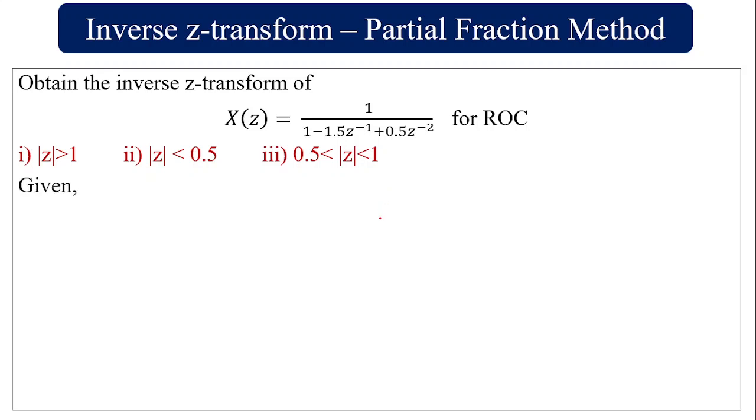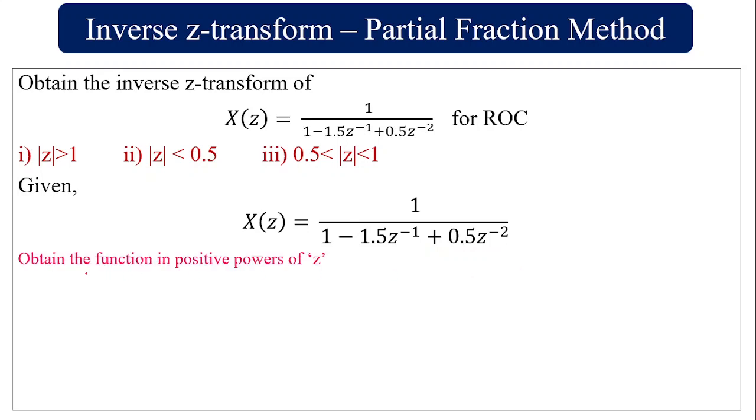So the solution is, the given function x of z is equal to 1 divided by 1 minus 1.5 z inverse plus 0.5 z power minus 2. Step number 1, obtain the function in positive powers of z. If the function is already in positive powers, we will go for step 2. But here your x of z is in negative powers. So to get it in positive powers, take your z power minus 2 commonly out in the denominator. If I take it, it becomes z square minus 1.5 z plus 0.5.